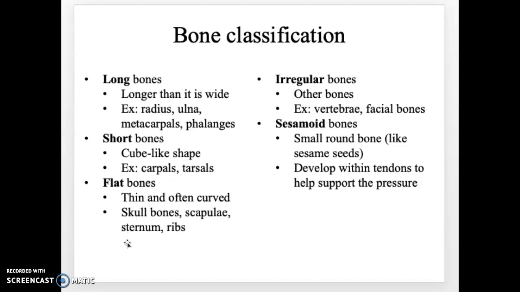Flat bones, like your sternum or your breastbone. Irregular bones are shaped really weirdly. Like your vertebrae are shaped weirdly. Some of the bones in the face are really weird looking. And then sesamoid bones are small little bones that develop within your tendons. Some people don't have any, some people have a lot. It kind of just depends on the individual.